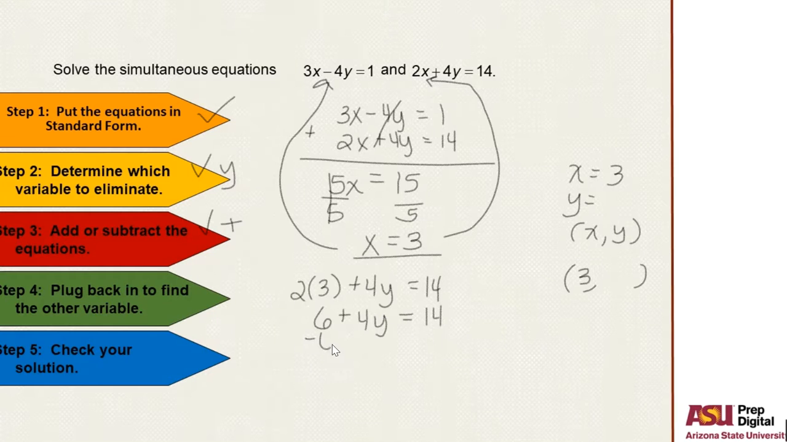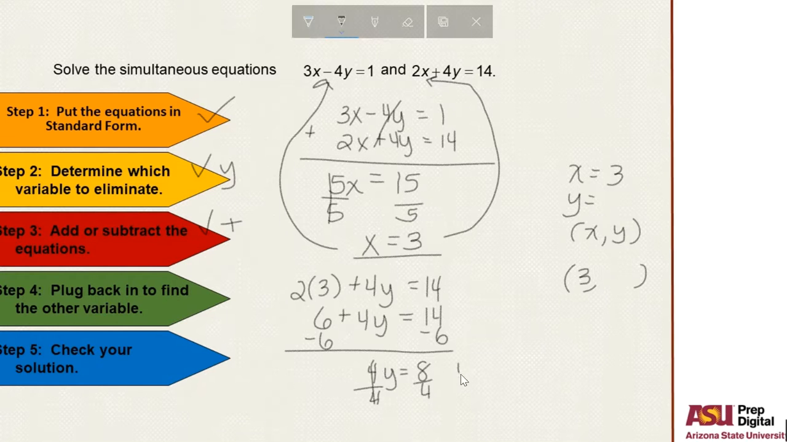I'm going to subtract the 6, and I get 4y is equal to 8. Divide by 4, and y is equal to 2. So there's the other half of my answer. Now it's always a good idea to check your solution.